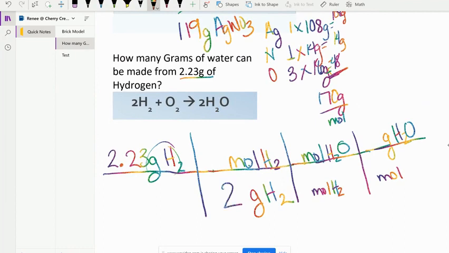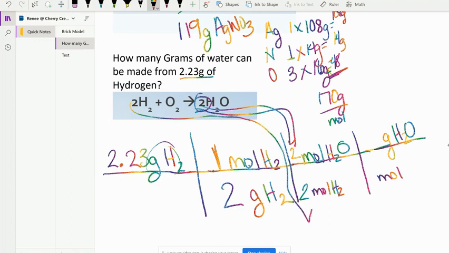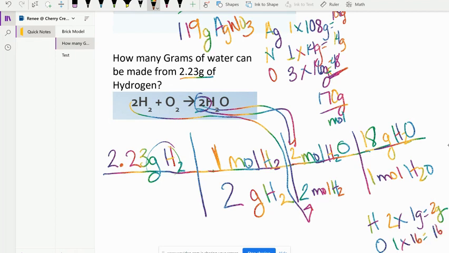I know that there are 2 grams of hydrogen per 1 mole because I have 2 hydrogens and each of them is 1 gram. Then I'm going to go to my mole to mole ratio, and I can see that I have 2 moles of water and I have 2 moles of hydrogen. So I'm just going to plug in those numbers here. And then I know there are 18 grams of water per 1 mole of water because hydrogen, I have 2 of them. They are each 1 gram. That gives me 2 grams per mole. Oxygen, there's 1. 16 grams per mole, 2 plus 16 will give me 18.